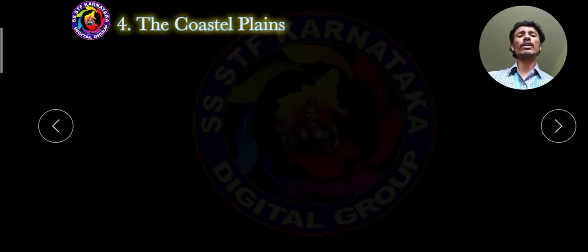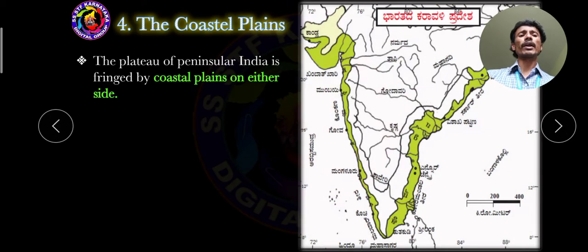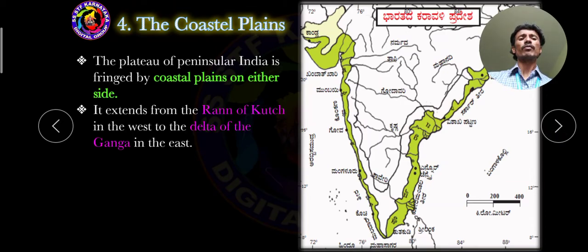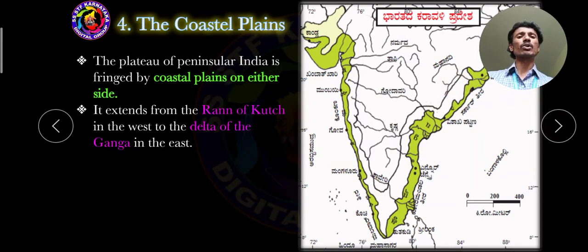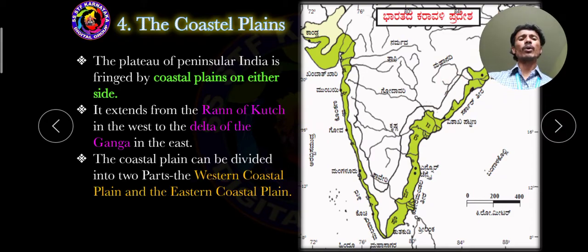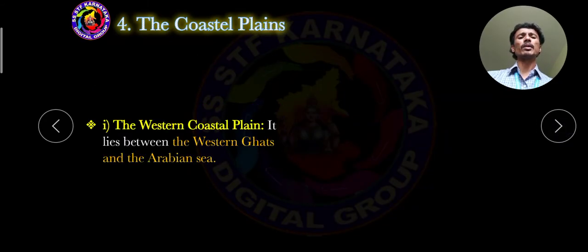Then the fourth one is the coastal plains. Here, the green color is the coastal plains. Here the coastal plains run from the Rann of Kutch to the Ganga Delta. All of these we can find as coastal plains only. And the coastal plains can be divided into two parts: one is the western coastal plains, another is the eastern coastal plains.